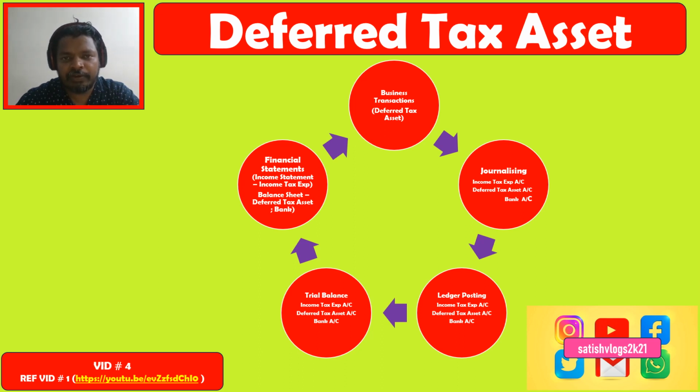As part of the accounting cycle, my first phase is business transaction. Deferred tax asset is a business transaction. How does this deferred tax asset arise? In my previous slide, I had clearly mentioned this deferred tax asset arises because of the temporary differences between book profits versus taxable profits. So to explain this concept, I would be considering provision for doubtful debts.